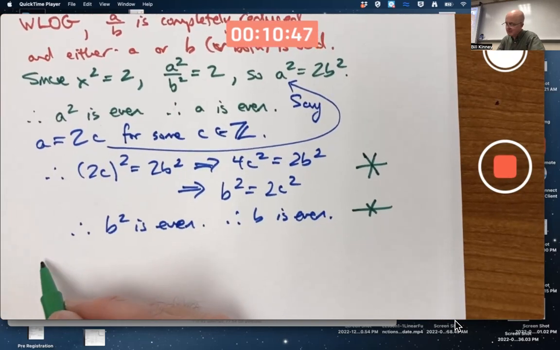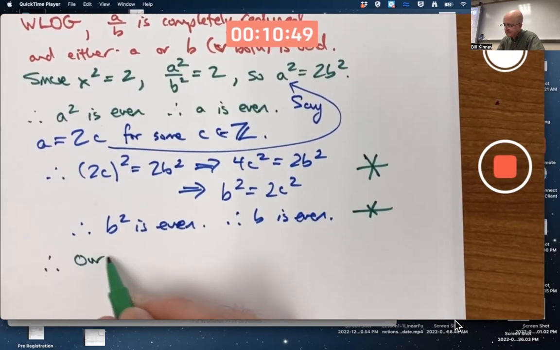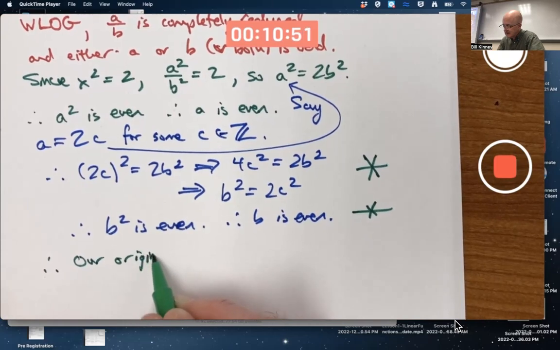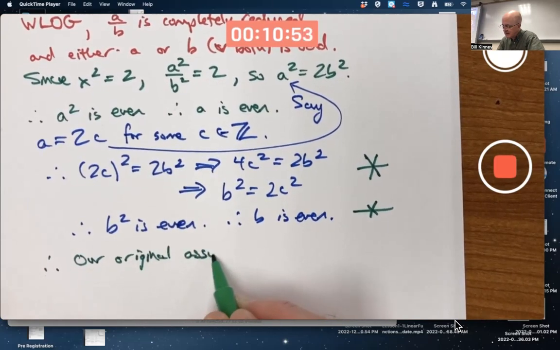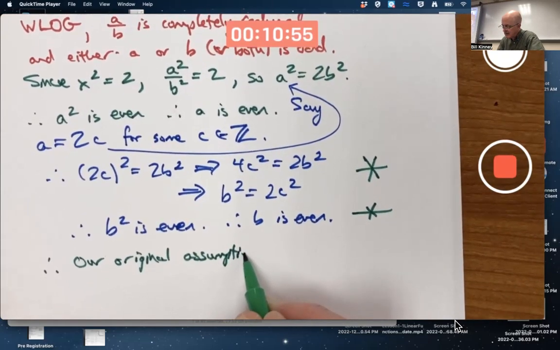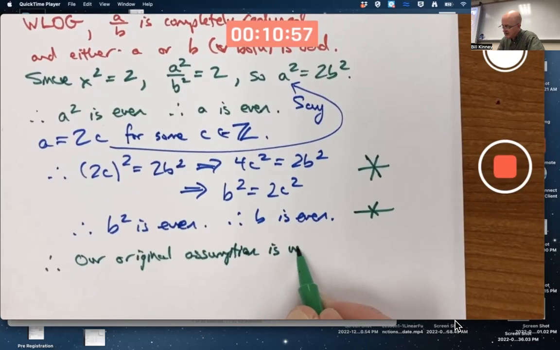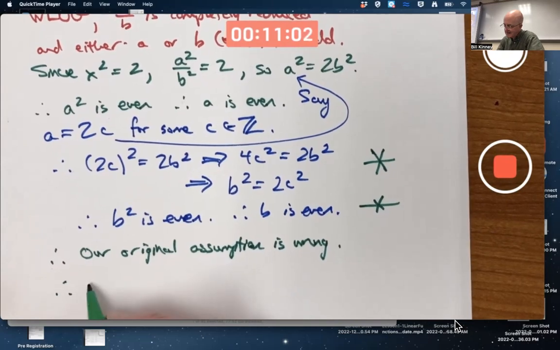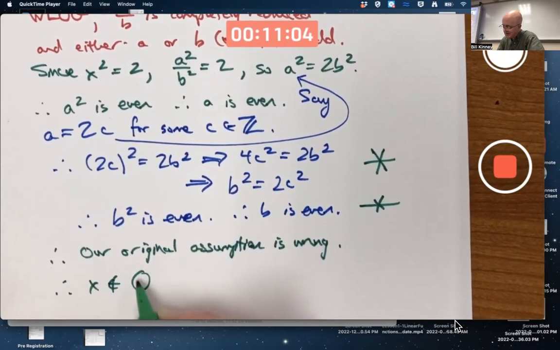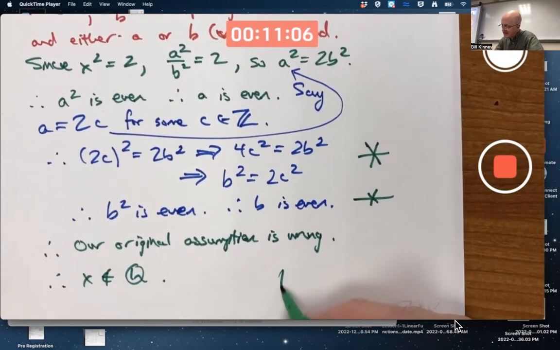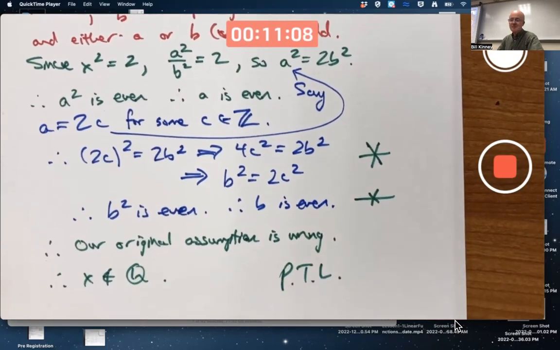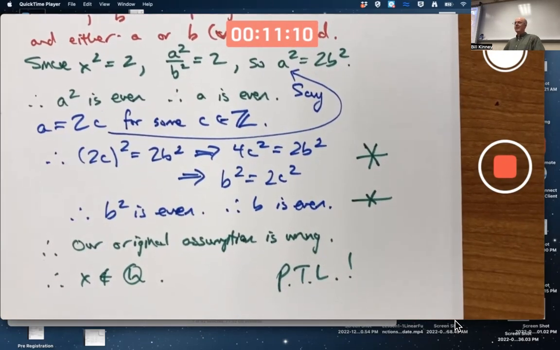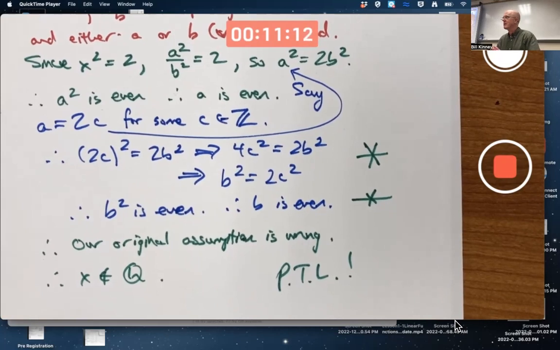Therefore, our original assumption must have been wrong. Our original assumption was that X is rational. Therefore, X is not rational. QED, or praise the Lord, we are done. We have proved that if X squared equals 2, then X is not rational.